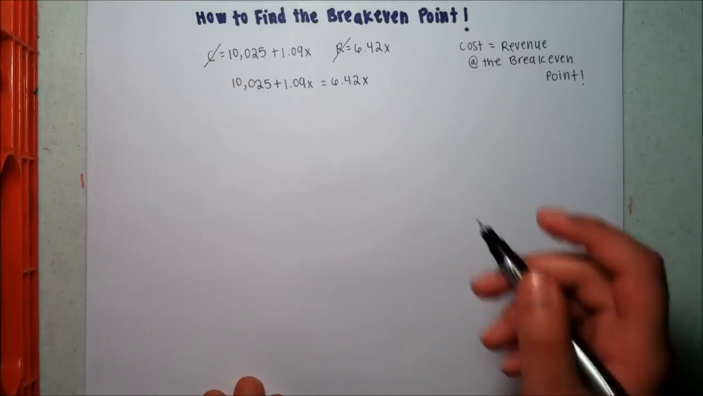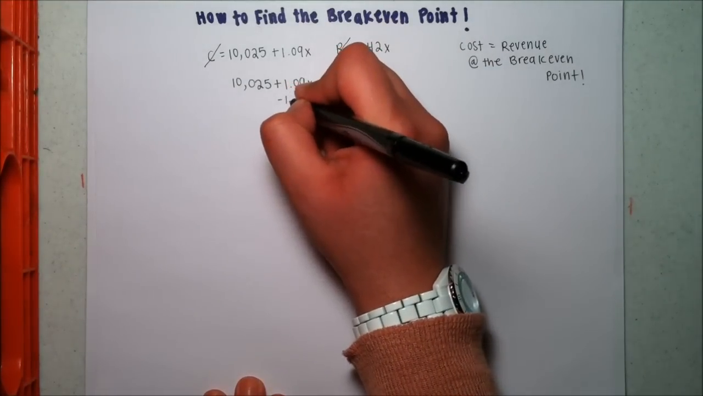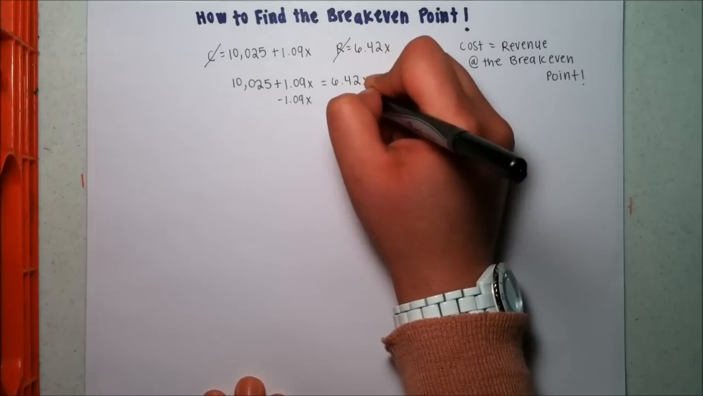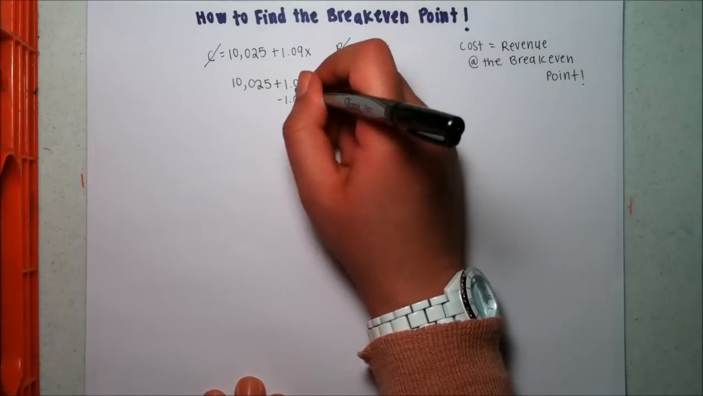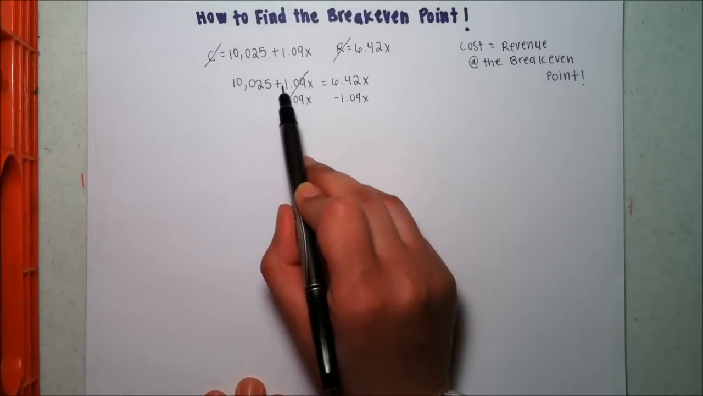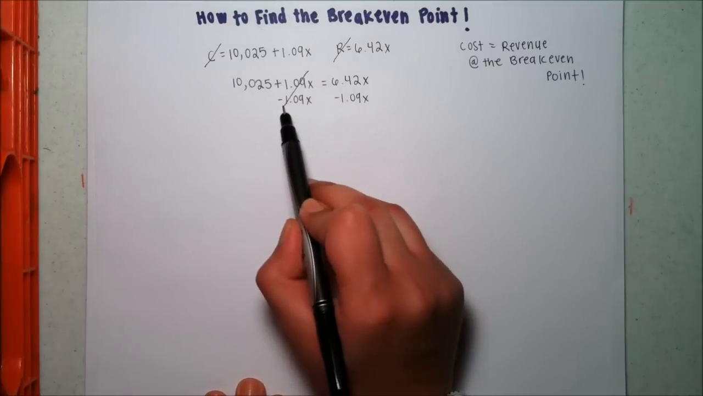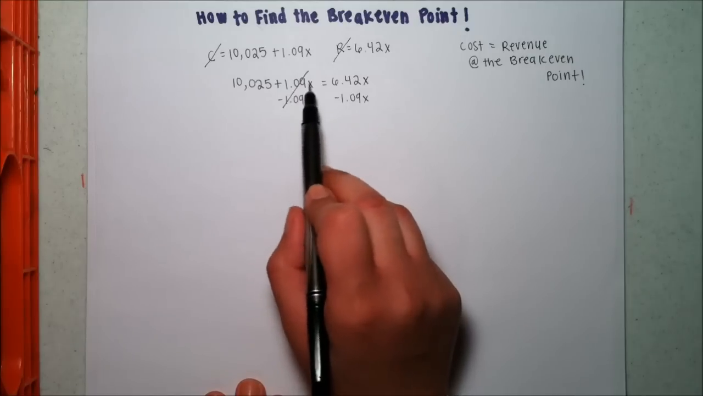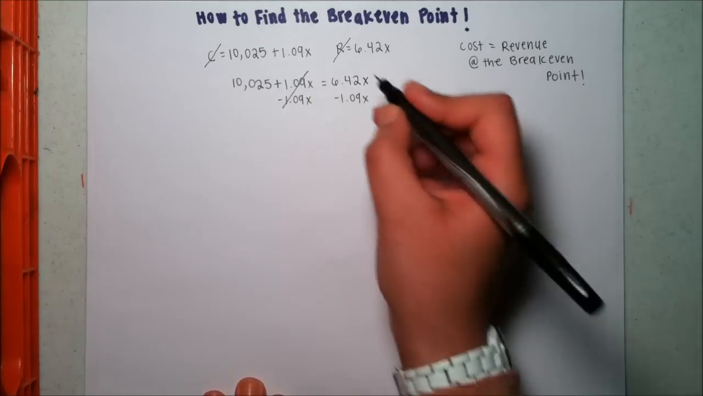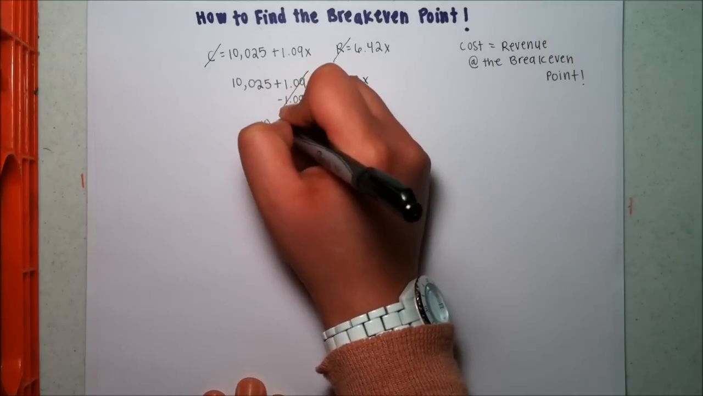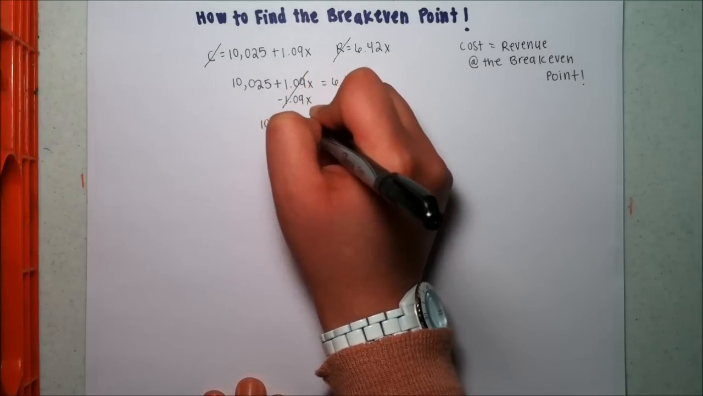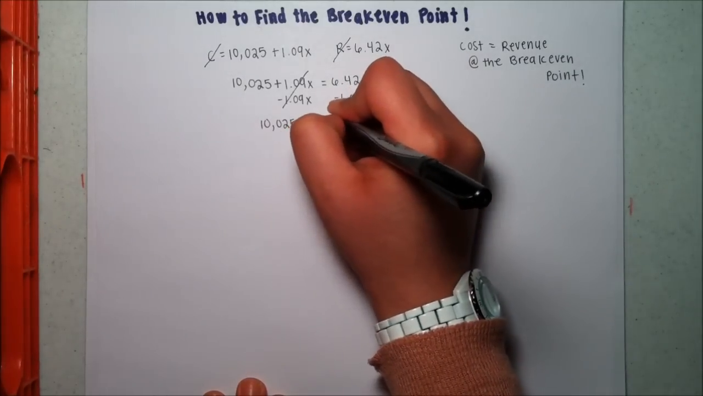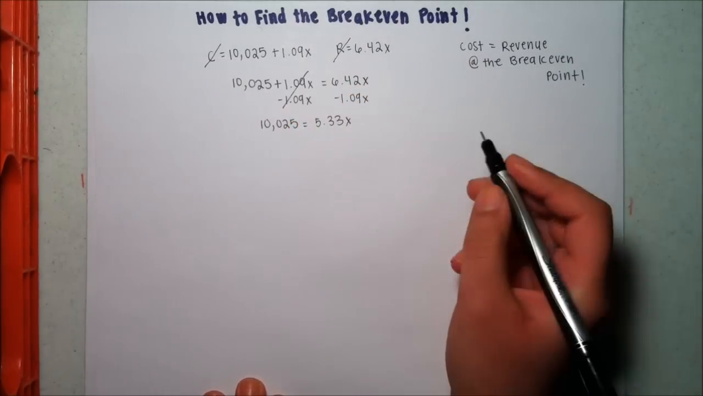Here what you want to do is just solve it like a regular equation. So subtract 1.09x from each side. Okay. And these are going to cancel out because it was the same number, except one is positive and one is negative, and when you're adding or subtracting, they would cancel out, right? So then you have left on this side 10,025, and on this side you have 5.33x. Okay?